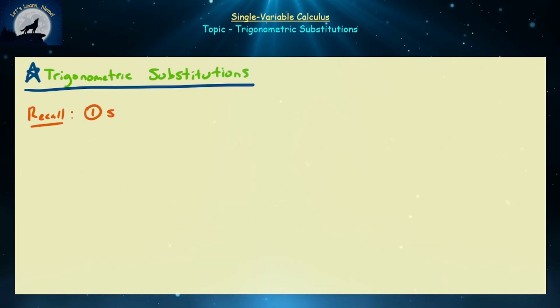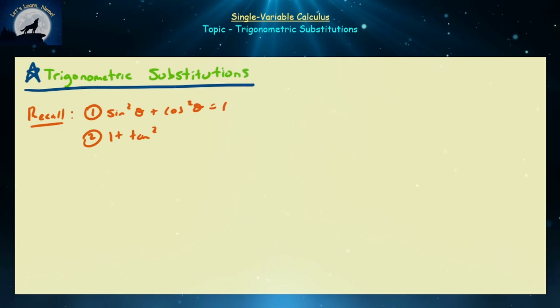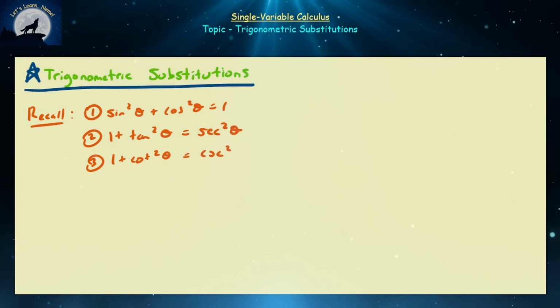The first is the classical sine squared theta plus cosine squared theta is equal to 1. And also 1 plus tangent squared theta is equal to secant squared of theta. There's also a third one, 1 plus the cotangent squared of theta is equal to cosecant squared of theta, but technically speaking, the first two are the most important.